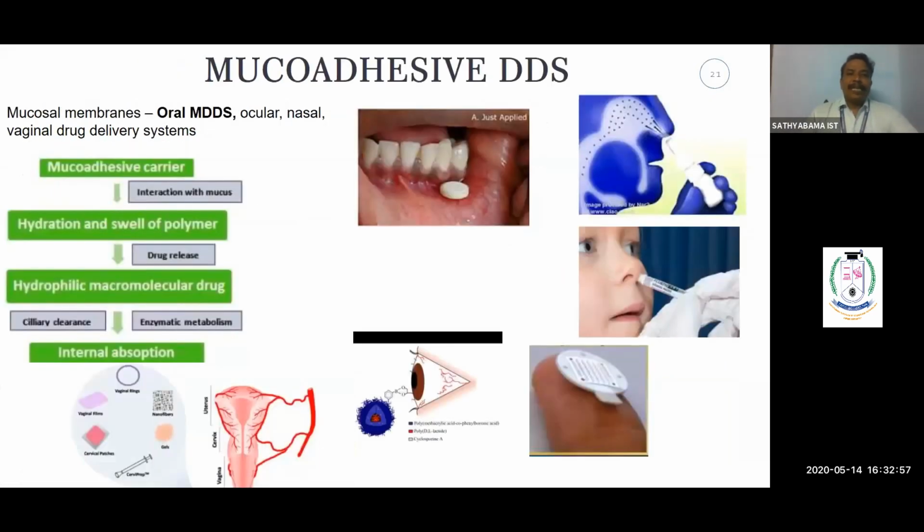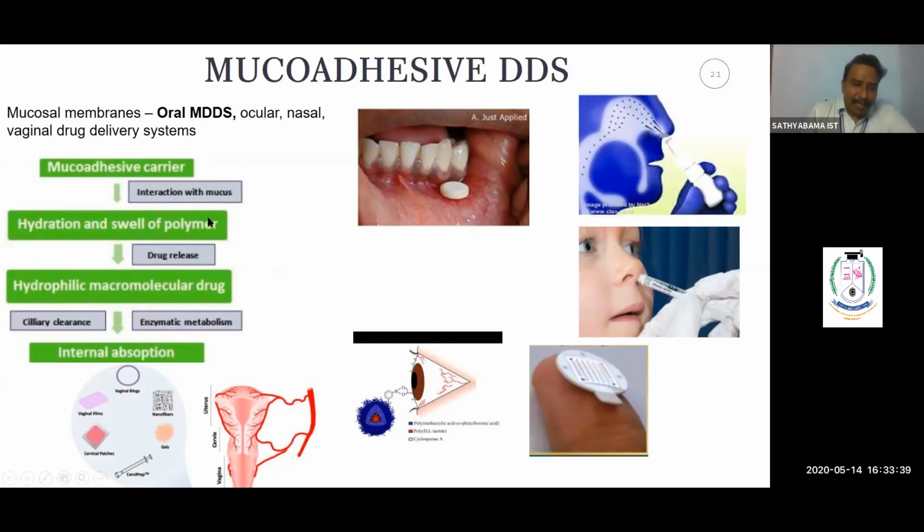Okay, and the next type is what we call mucosal membrane drug delivery systems. Here, most commonly, some drugs are kept near the gums or underneath the tongue, which you call the sublingual method. These drugs attach over the surface of the mucus present on the internal wall of the epithelial cell lining, and then it hydrates and swells the polymer. Drug release happens.